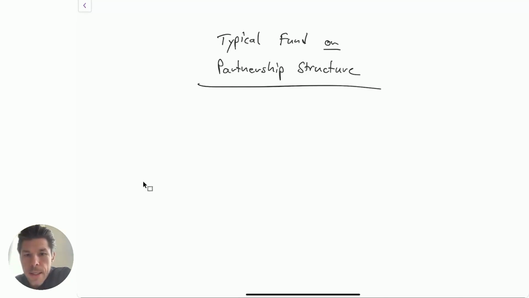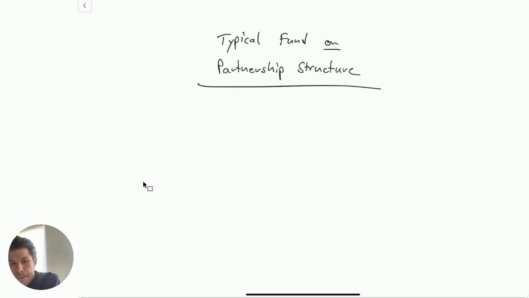Today I would like to give you an idea how a typical fund structure, hedge fund structure, private equity structure, any other alternative investment fund structure works. It's usually organized as a limited partnership structure. That's why I've called it typical fund or partnership structure, because the setup is usually identical whether you talk about large investment funds.